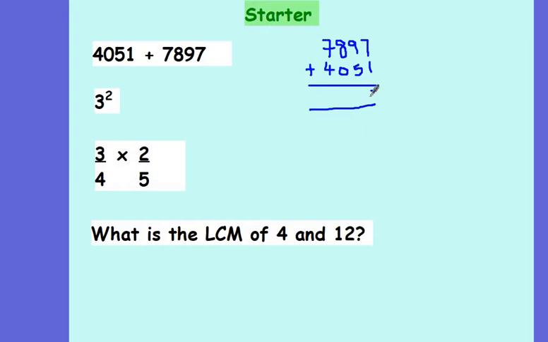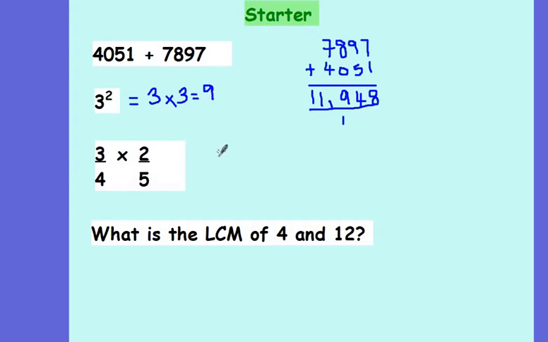7 plus 1 gives me 8. 9 plus 5 gives me 14. 8 plus 1 gives me 9. And 7 plus 4 gives me what, Dylan? 11, lovely. I've got 11,948. Now 3 squared means what, Owen? 3 squared means 3 times 3, and 3 times 3 is 9.